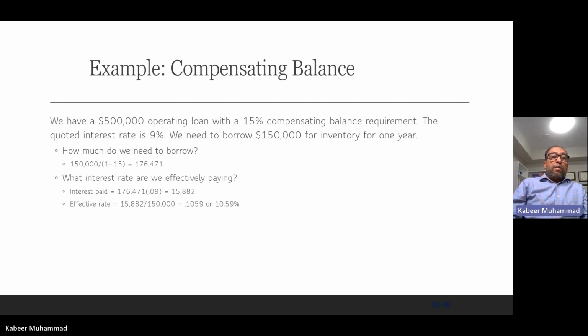Now, the effective rate we can calculate is to divide this 15,882 by the actual amount required, 150,000. So we see that the rate of interest we are paying is not 9%, we are actually paying 10.5%.